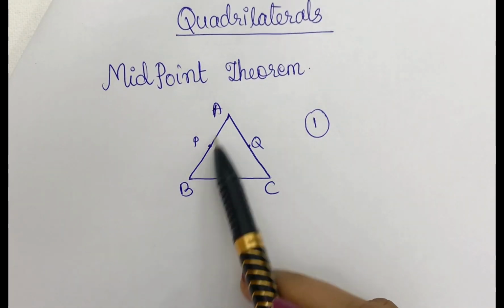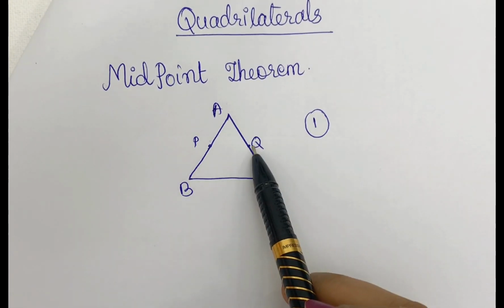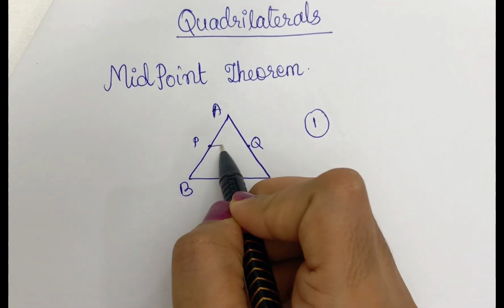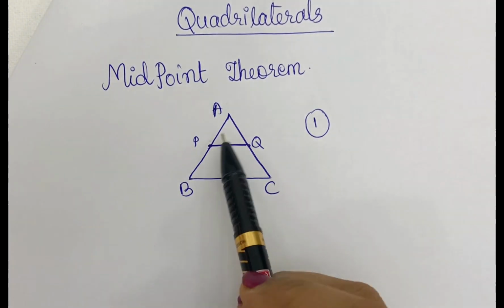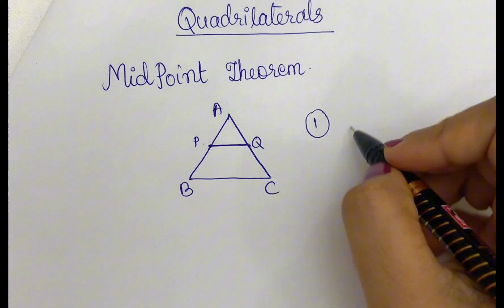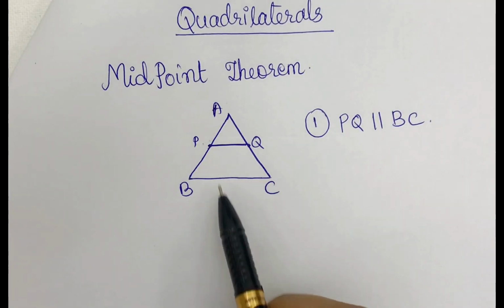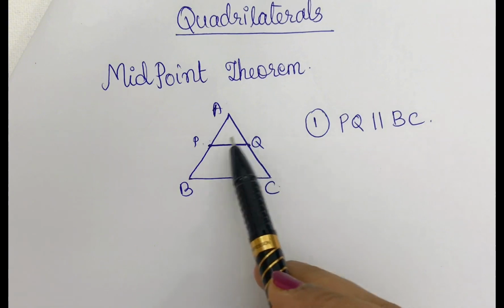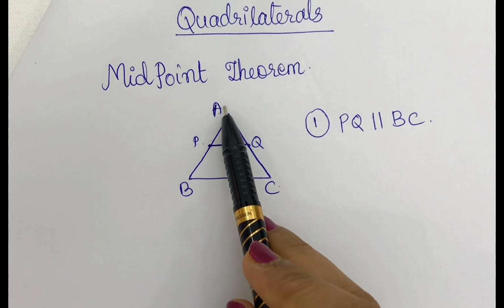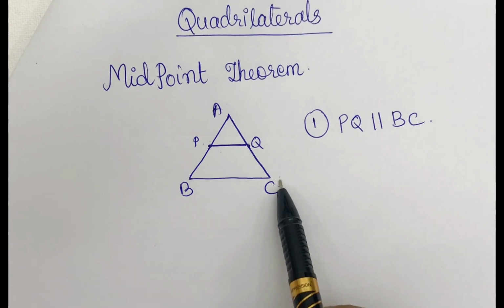ABC is a triangle, and P is the midpoint of AB and Q is the midpoint of AC. If we join the midpoints of two sides of a triangle, then the line segment PQ will be parallel to BC. PQ will be parallel to BC. That is the first theorem. So if in a triangle we join the midpoints of two sides, then that line will be parallel to the third side.